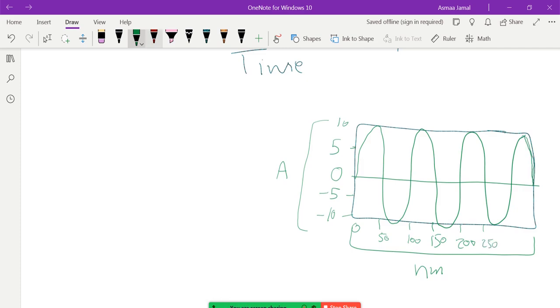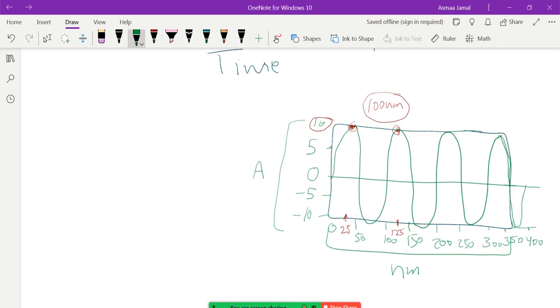If we want to measure the amplitude, the maximum displacement here is 10. So that's the amplitude. What about the wavelength? The first peak, if you see it here, is about 25. And the next peak is about 125. The distance between this peak and this peak means 100 nanometer. So that's the wavelength.